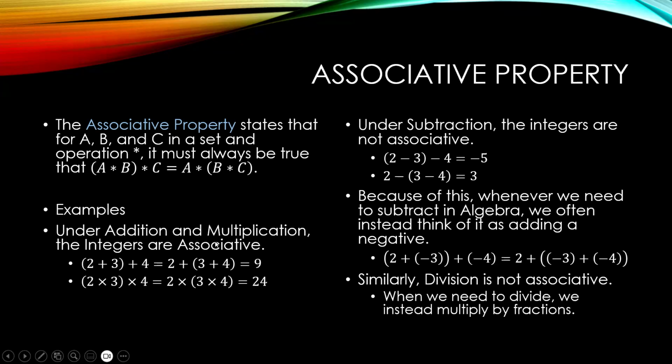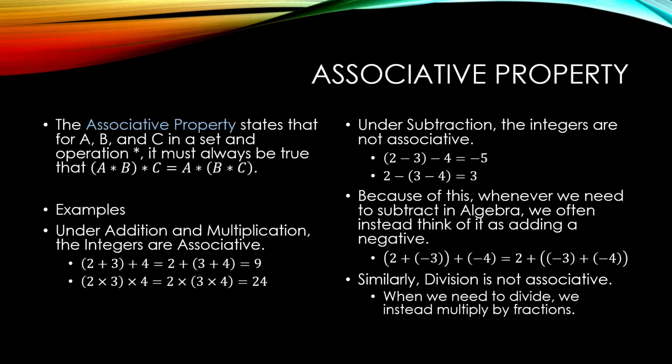And so under addition and multiplication, the integers are associative. (2 plus 3) plus 4 is 2 plus (3 plus 4). It does not matter the order that you are dealing with. Same with multiplication. Under subtraction, the integers are not associative. And so (2 minus 3) minus 4 is equal to -5. 2 minus (3 minus 4) is 3. Those aren't the same value.